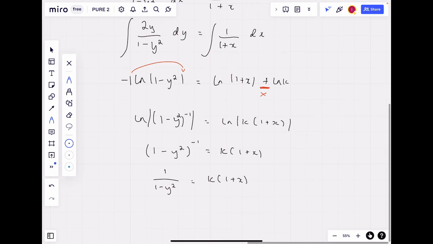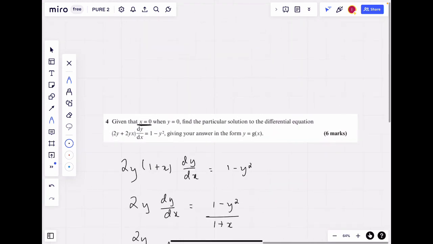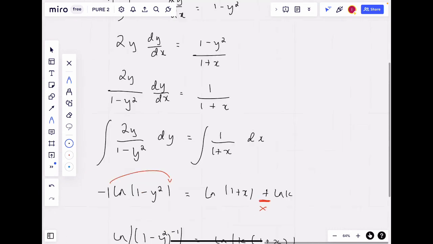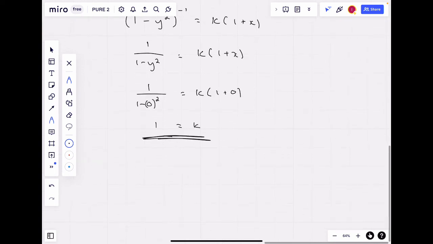Now in the question, it said, given that x equals 0 when y equals 0. So let's plug that in. 1 over (1 − 0)² equals k(1 + 0). So 1 equals k, which means 1 over (1 − y²) equals 1 + x.